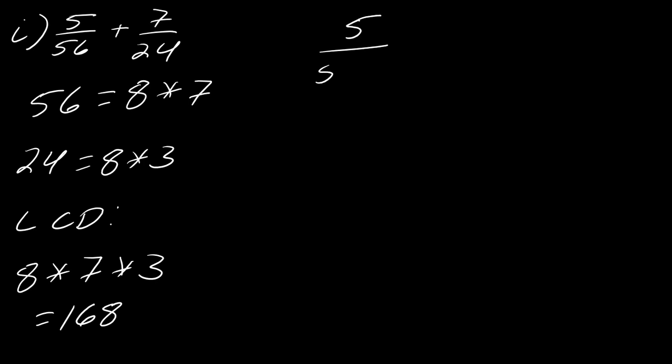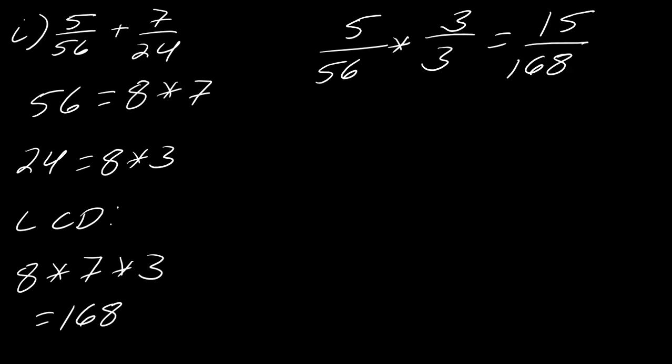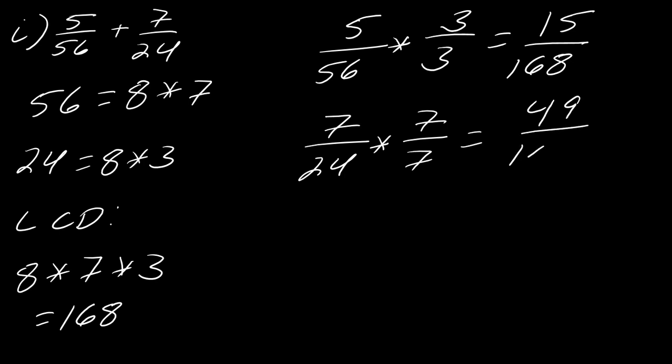So 5 over 56. So what do I need to multiply 56 by to get 168? So I know 56 is 8 times 7. You can see here I need to multiply by 3. So multiply the top and bottom by 3 to get 15 over 168. 7 over 24. What do I multiply 24 by? That's going to be multiplied by 7. 7 times 7 is 49 over 168.